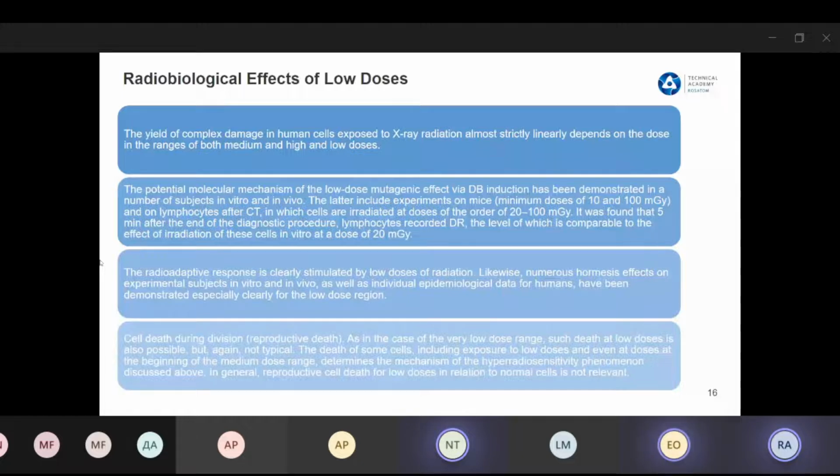Radioadaptive response and hormesis. Radioadaptive response is clearly stimulated by low doses of radiation. Likewise, numerous hormesis effects on experimental subjects in vitro and in vivo, as well as individual epidemiological data for humans, have been demonstrated especially clearly for the low dose region.